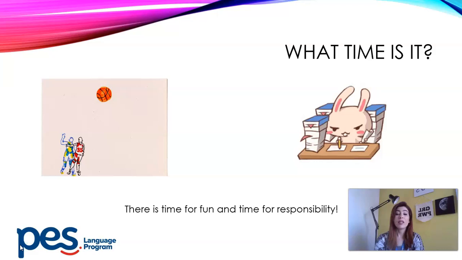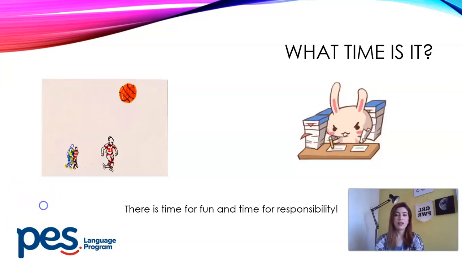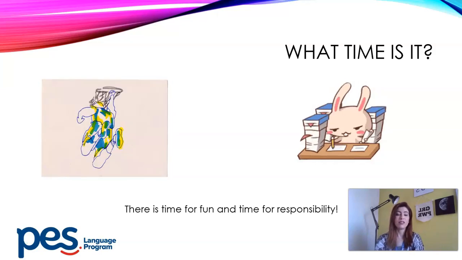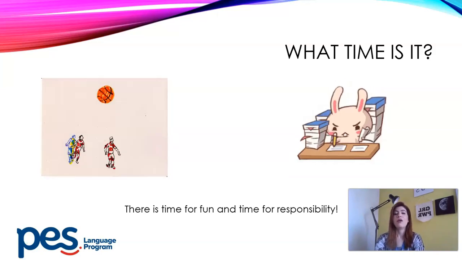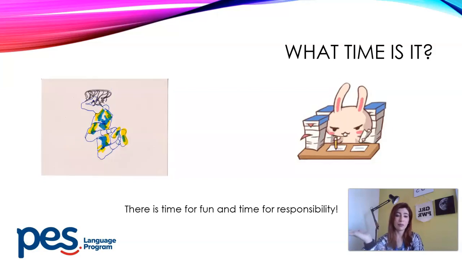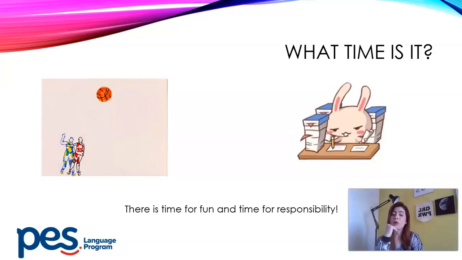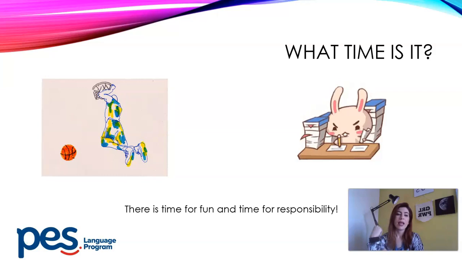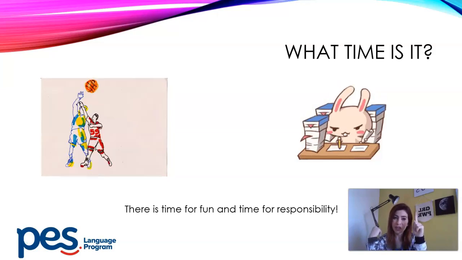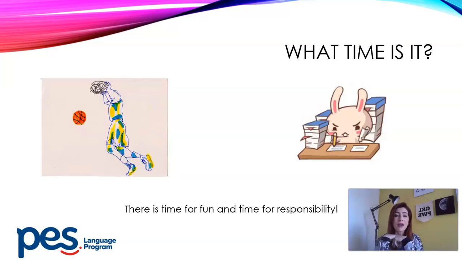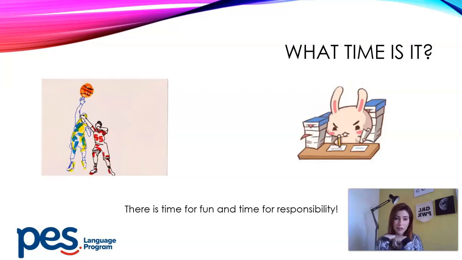Well, we are working with Grade Time 1, Unit 7. And now we will talk about vocabulary. And we will learn some expressions of time. So over here, I think you can see two different situations, right? In the first picture, we have two boys playing basketball. And in the second picture up here, we have a very busy bunny, right?